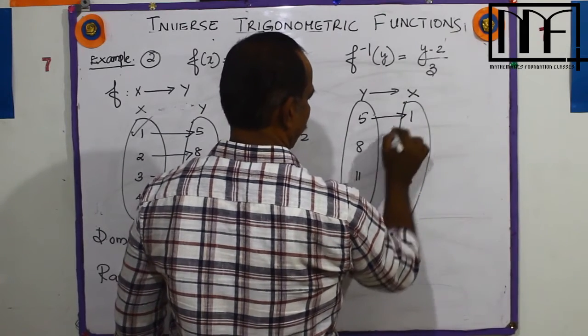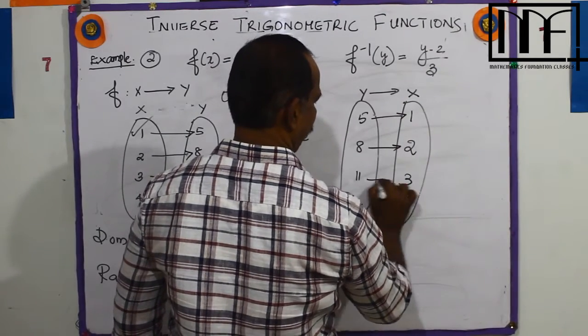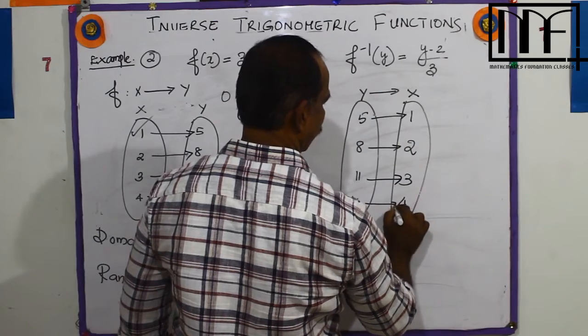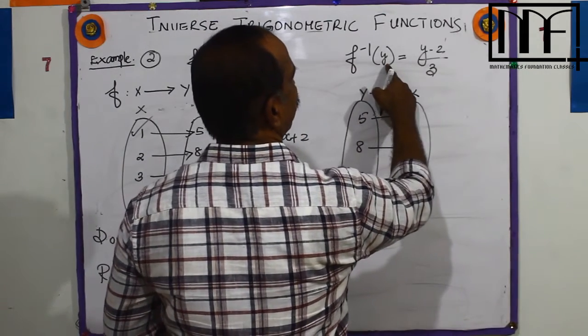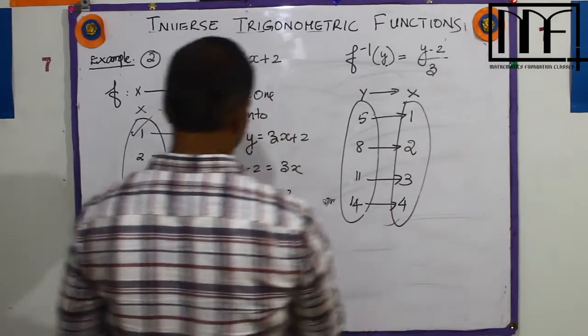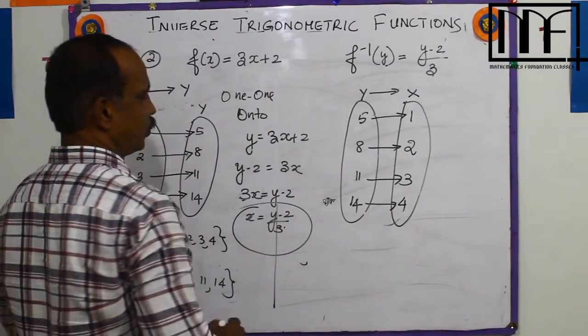So 5 is connected to 1, 8 is connected to 2, 11 is connected to 3, and 14 is connected to 4. This is the inverse function: f inverse of y equals y minus 2 divided by 3, or we can say x is equal to y minus 2 divided by 3.